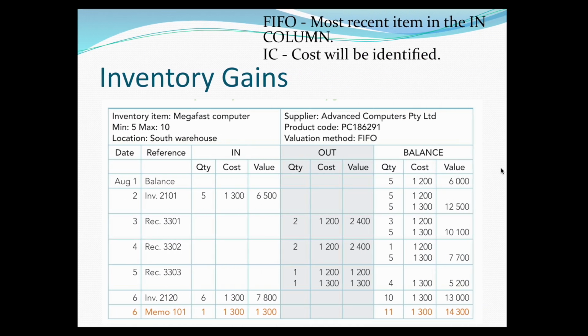So inventory gains, again, it's the same thing as before. When you have one extra computer, let's say some supplier oversupplied you by one computer, you record that in the in section by one. You add it, so now you have 11 in total, and again it's recorded on a memo.